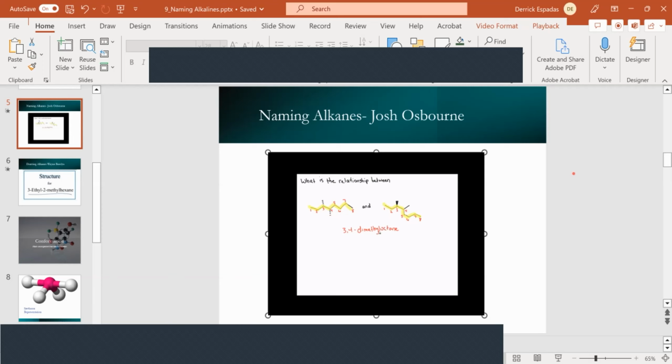But sometimes when we have a compound like this, it's easiest just to assign RS configurations to our chiral centers and then work from there. So we have chiral centers at carbons 3 and 4. Let's look at the stereochemistry around carbon 3 first. And if it helps, you can go ahead and draw in this hydrogen.